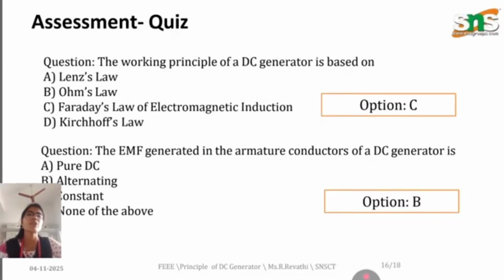The working principle of a DC generator is based on Lenz's law, Ohm's law, Faraday's law and Kirchhoff's law. We know Faraday's law of electromagnetic induction. The EMF generated in the armature conductors of a DC generator is alternating current.